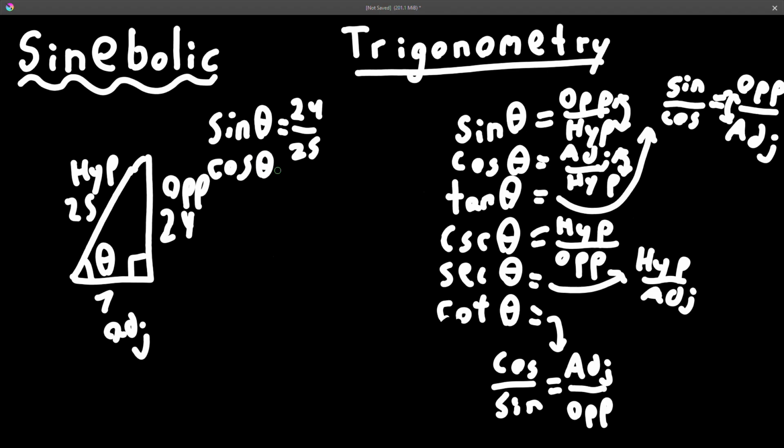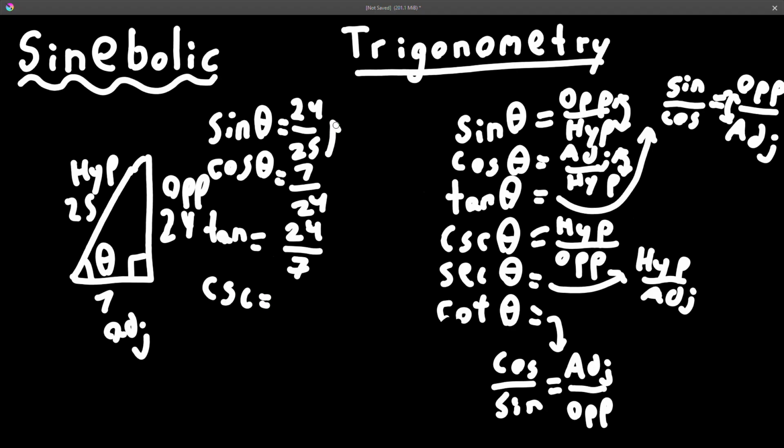Cosine is adjacent over hypotenuse, 7 over 25. Tangent is opposite over adjacent, which is 24 over 7. Cosecant is the flipped version of sine, 25 over 24.